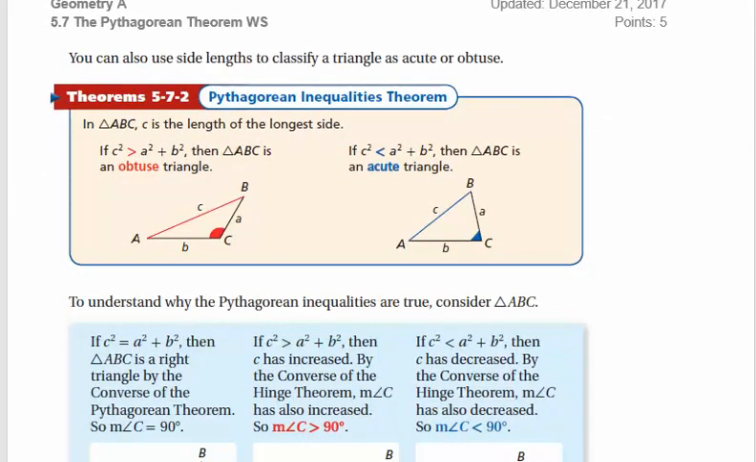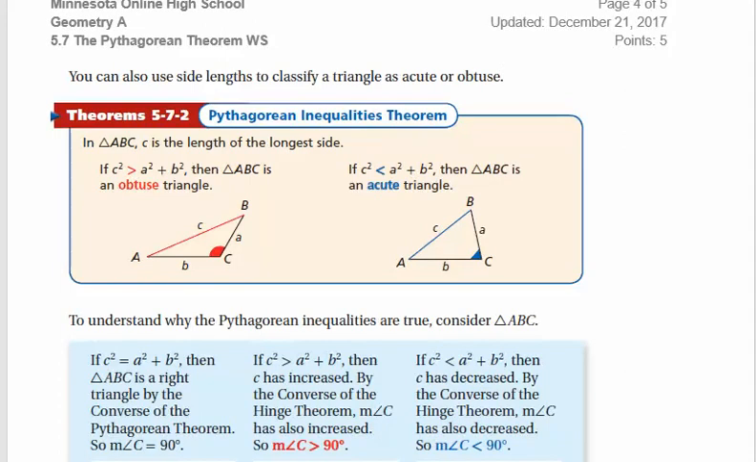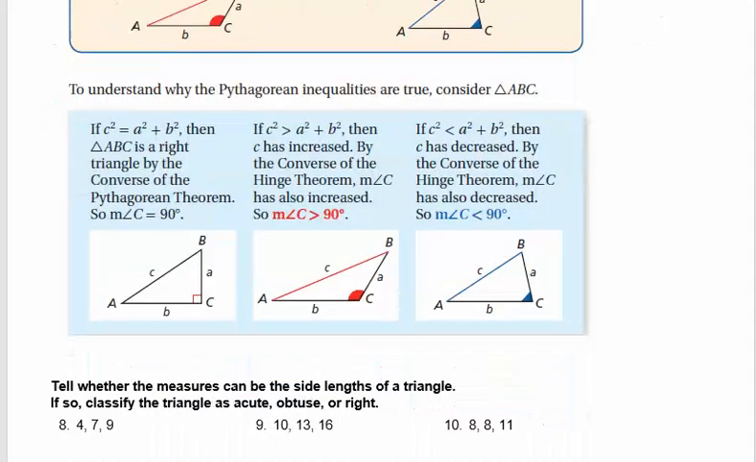This is the Pythagorean Inequalities theorem. This may be new. You have to have the c squared on the left side to do this. So if c squared is greater than a squared plus b squared, then you have an obtuse triangle. If c squared is less than a squared plus b squared, then it's acute. If c squared is not on the left, then this is reversed. So keep c squared on the left, because then this will all work.